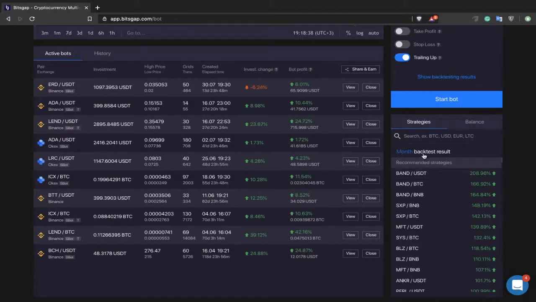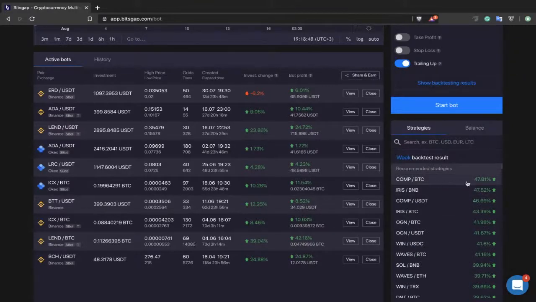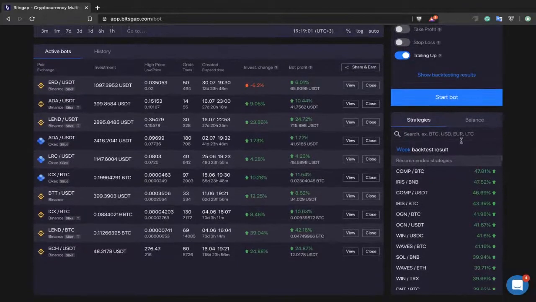If you want to see the recommendation based on the weekly backtest result, then you see that comp trading to Bitcoin is the top one. So the top three is Iris trading to BNB, comp, and trading to USDT. So these are 3 cryptocurrencies that you can actually consider now for trading. So this is your source of trade ideas, as we already have these pre-calculated backtest results. So based on these performers, you can choose an optimal cryptocurrency for you to trade.